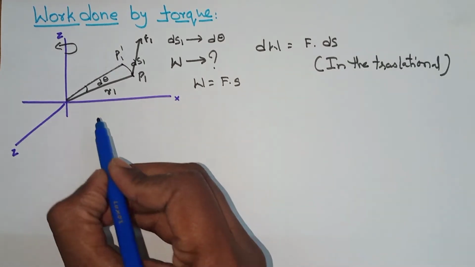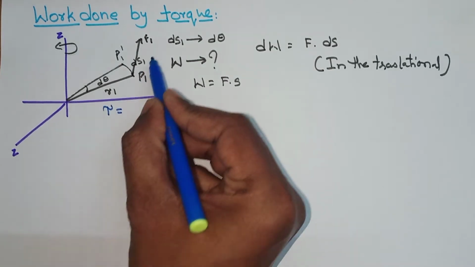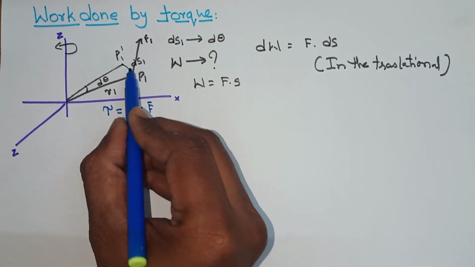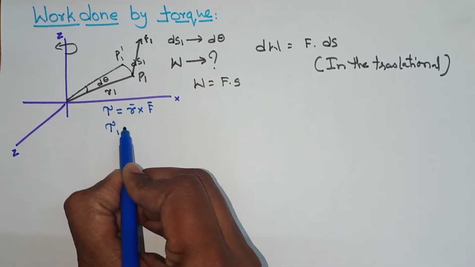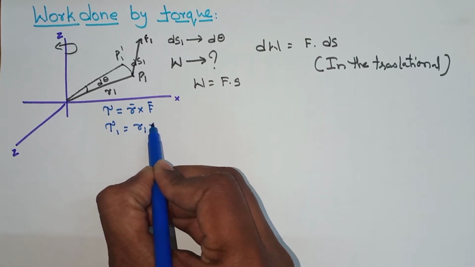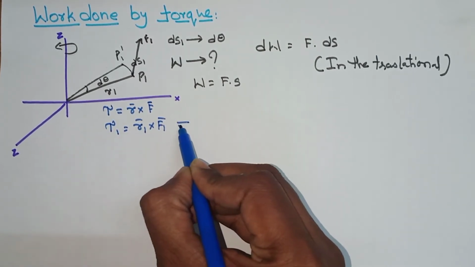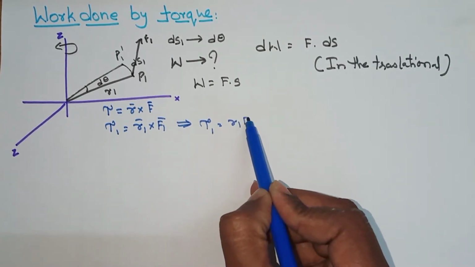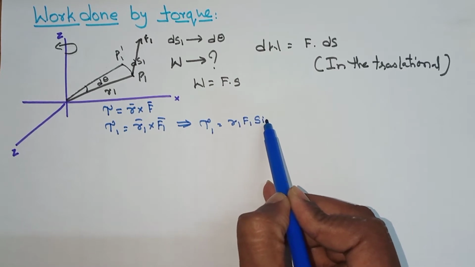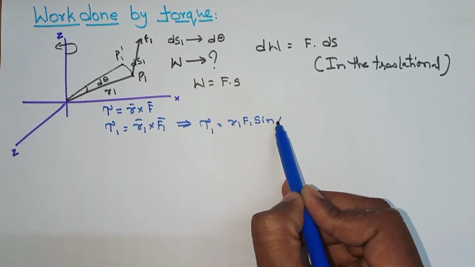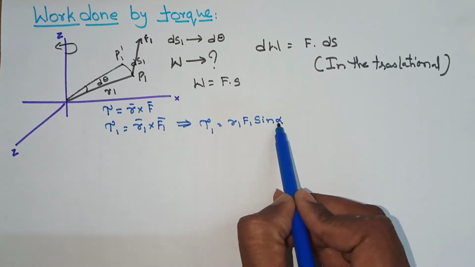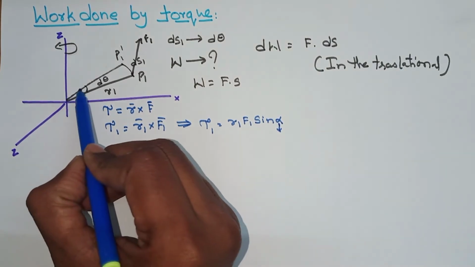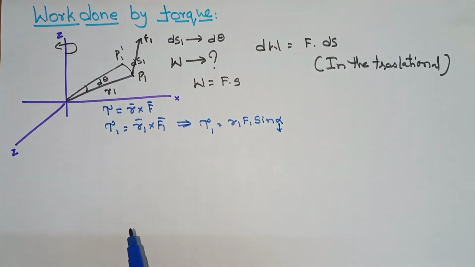Here, what is a torque actually? According to the definition, torque is r cross F. So on particle 1 we consider tau 1, which is equal to r1 cross F1. We write it as tau 1 is equal to r1 F1 sine of the angle alpha, where alpha is the angle between r and F.